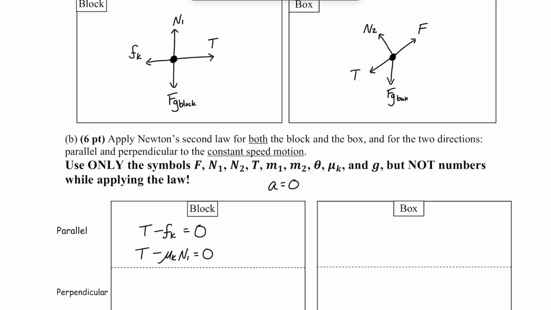In the perpendicular or vertical direction, we have a normal force minus the force due to gravity, and because the block is not moving up or down, this is also going to be equal to 0.